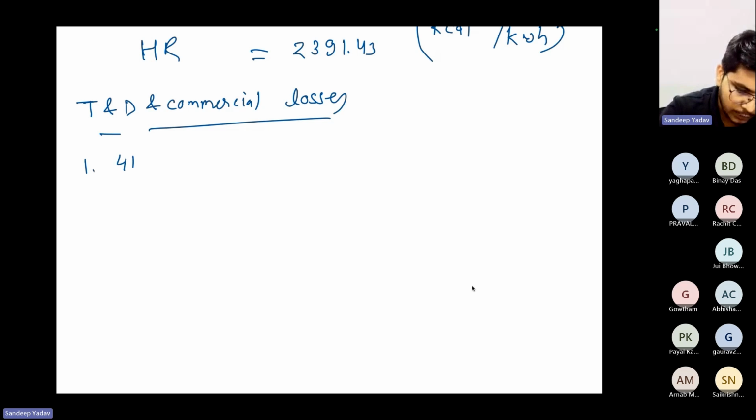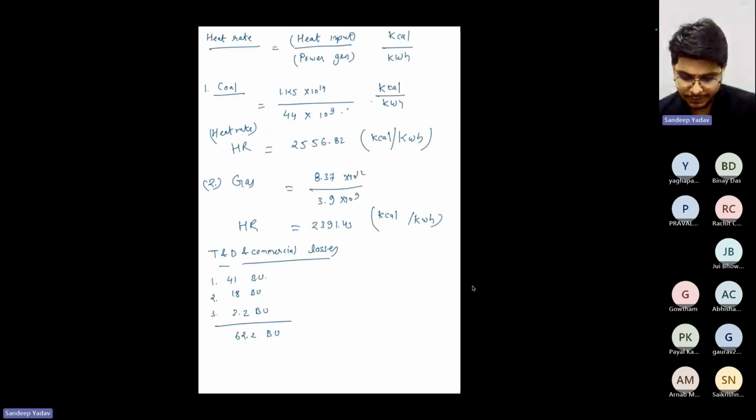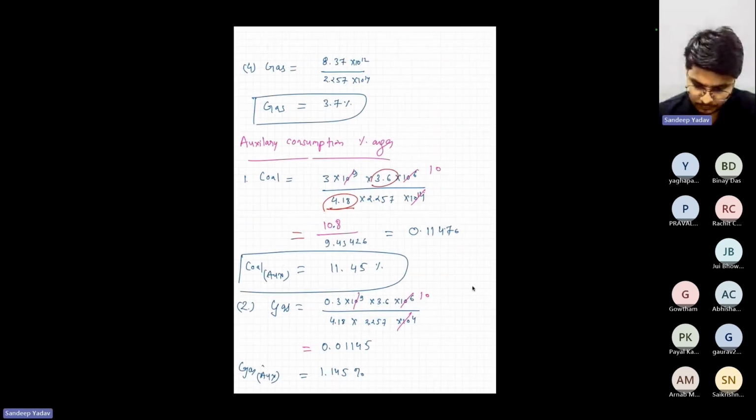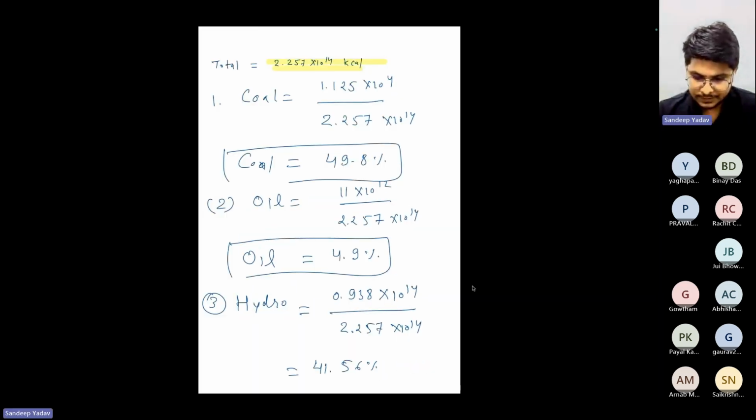So we have 1.1 billion units. We have 18 billion units. We have 3.2 billion units. If you add this, that will be around 62.2 billion units. So if you see where it is coming from, how much amount of electricity is being generated.